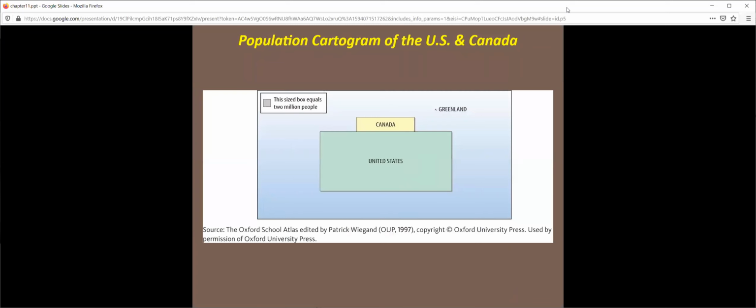Cartogram is the definition of pointless here. Oh, let's mute that mic there.